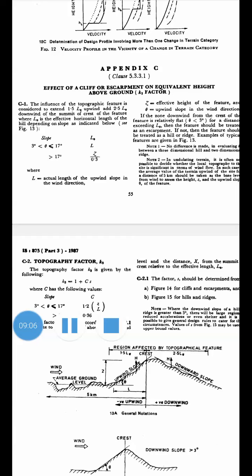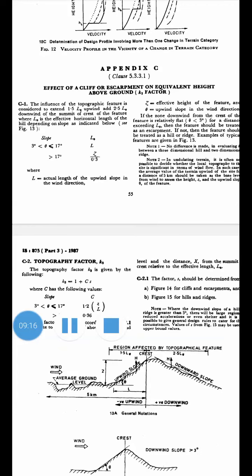If you look at Appendix C, in C1, the Le or Lc value has to be calculated. So if theta is greater than 17 degrees, and in our case it is 18.4, so it is greater than 17, so the Le value has to be calculated, which is Z by 0.3. So what is Z? Z is the effective height of the feature, that is, the height of the hill.